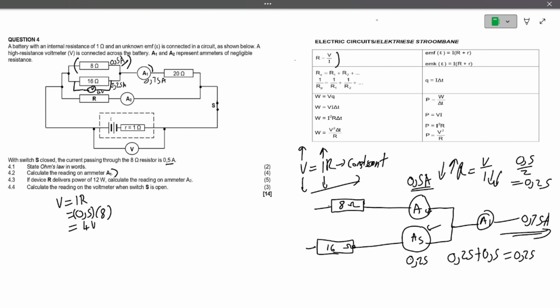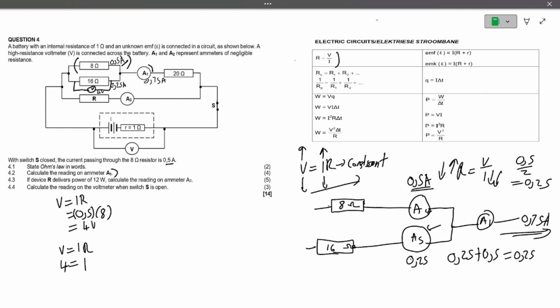What do we know about it? We know its resistance, and then we know what? We know the voltage across it. It means that we can just come and substitute the 4 volts across this resistor. We want to find the current across what? This resistor, and add it to this current, and we'll get this one.